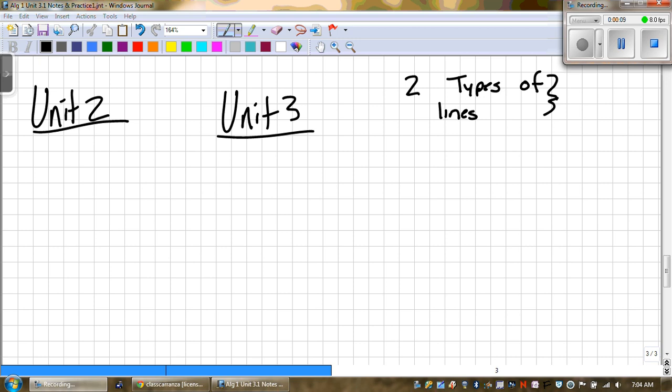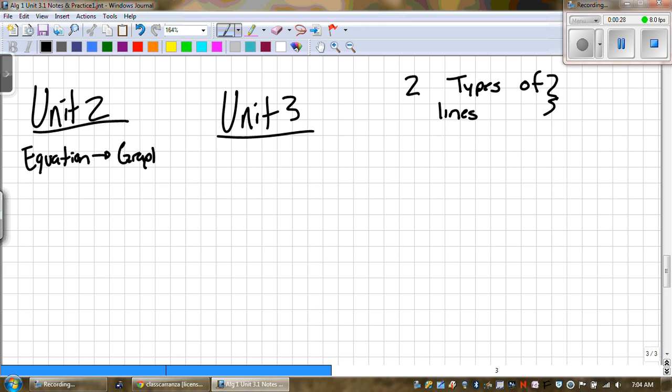Before we get started with our new unit, let's do a quick review. Now, we just finished Unit 2. In Unit 2, we were given an equation. When we had that equation, we took it and we made a graph. Okay? And we talked about the two different types of lines, that y equals mx plus b.